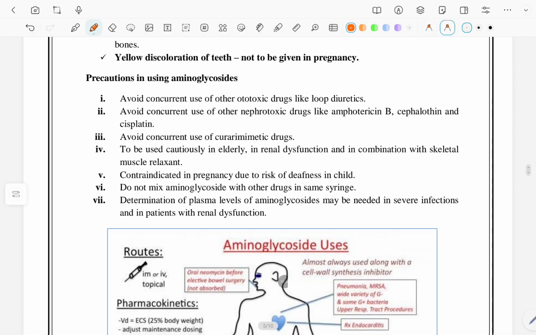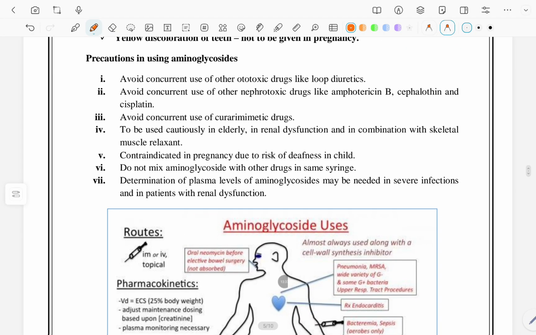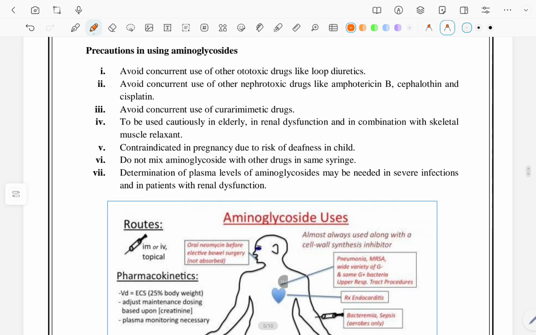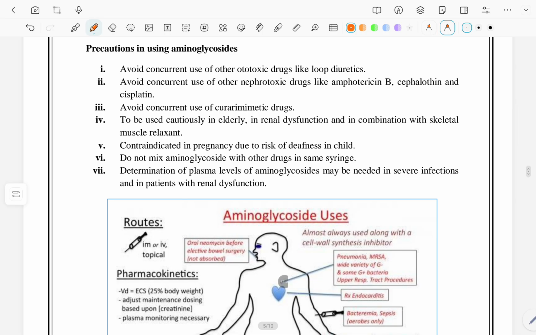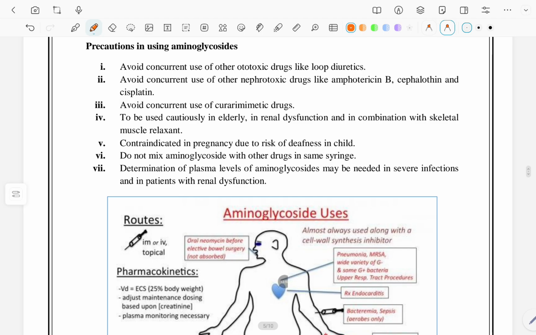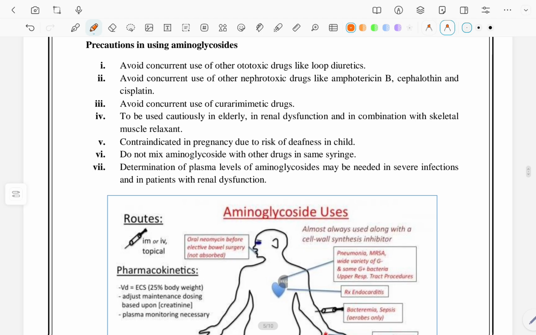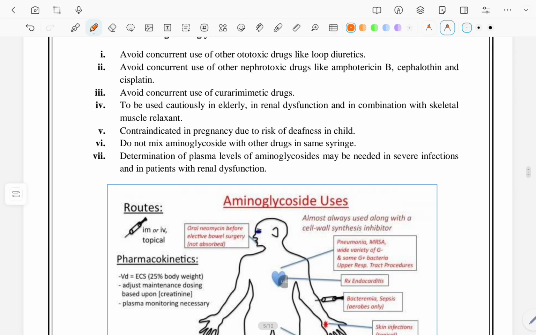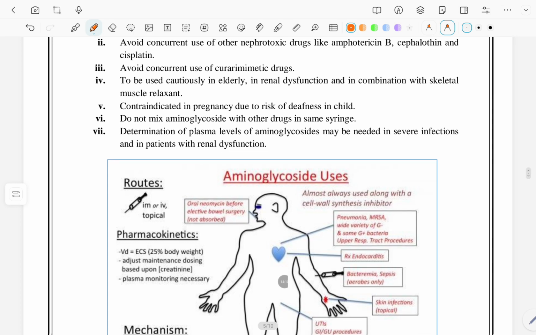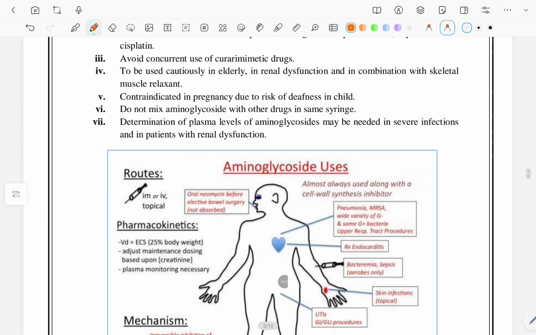Precautions in using aminoglycosides. Avoid concurrent use of other toxic drugs like loop diuretics. Avoid concurrent use of other nephrotoxic drugs like amphotericin B, cephalothin, and cisplatin. Avoid concurrent use of curare-mimetic drugs. To be used cautiously in the elderly, in renal dysfunction, and in combination with skeletal muscle relaxants.